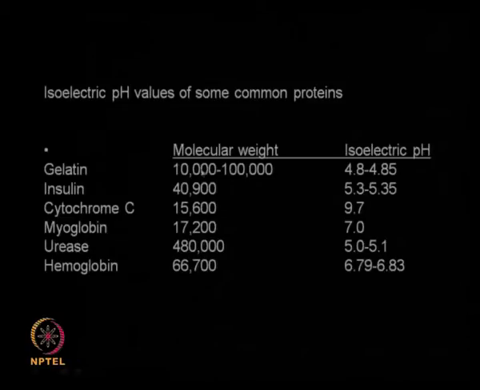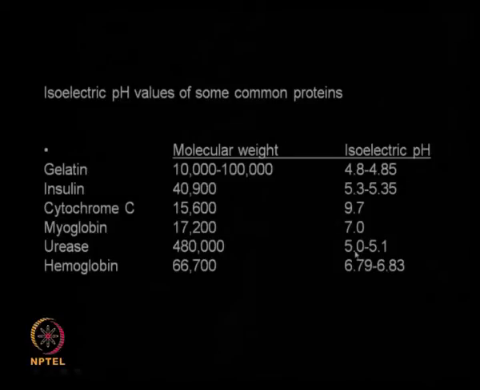Look at gelatin. It has a very high molecular weight, its pH is 4.8 to 4.85. Insulin 5.3 to 5.35. Cytochrome C 9.7. Myoglobin 7. Urease 5 to 5.1. Hemoglobin 6.79 to 6.83. So you see a difference in their isoelectric pH.